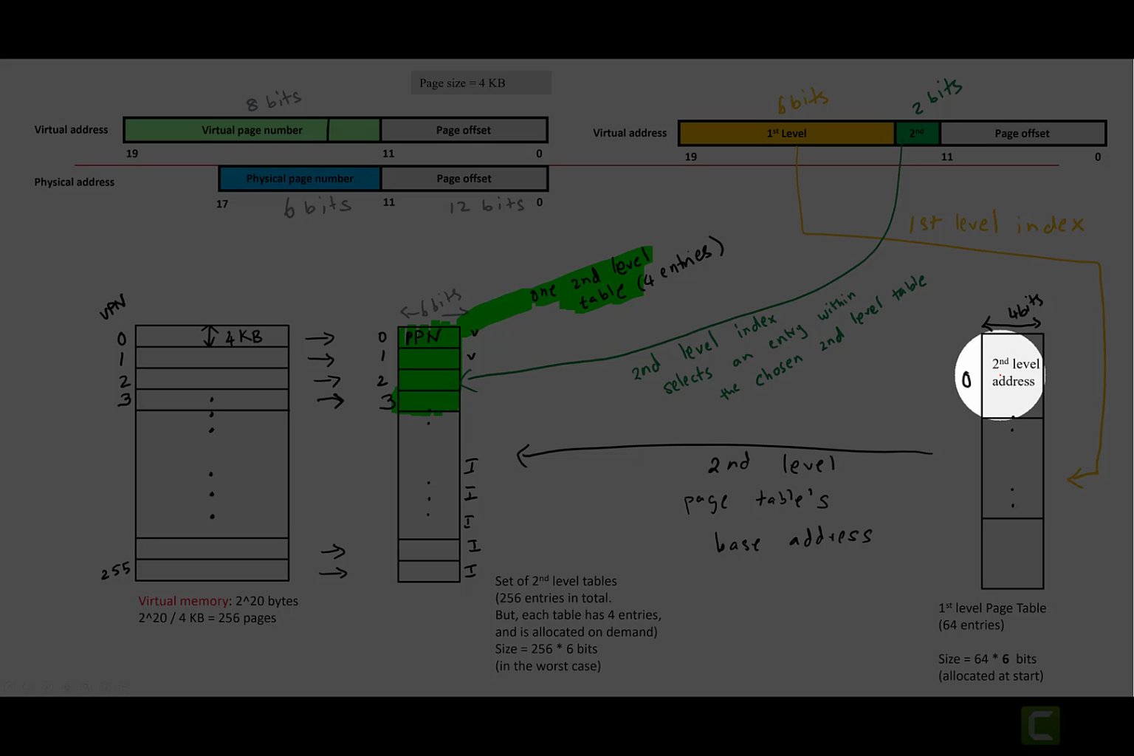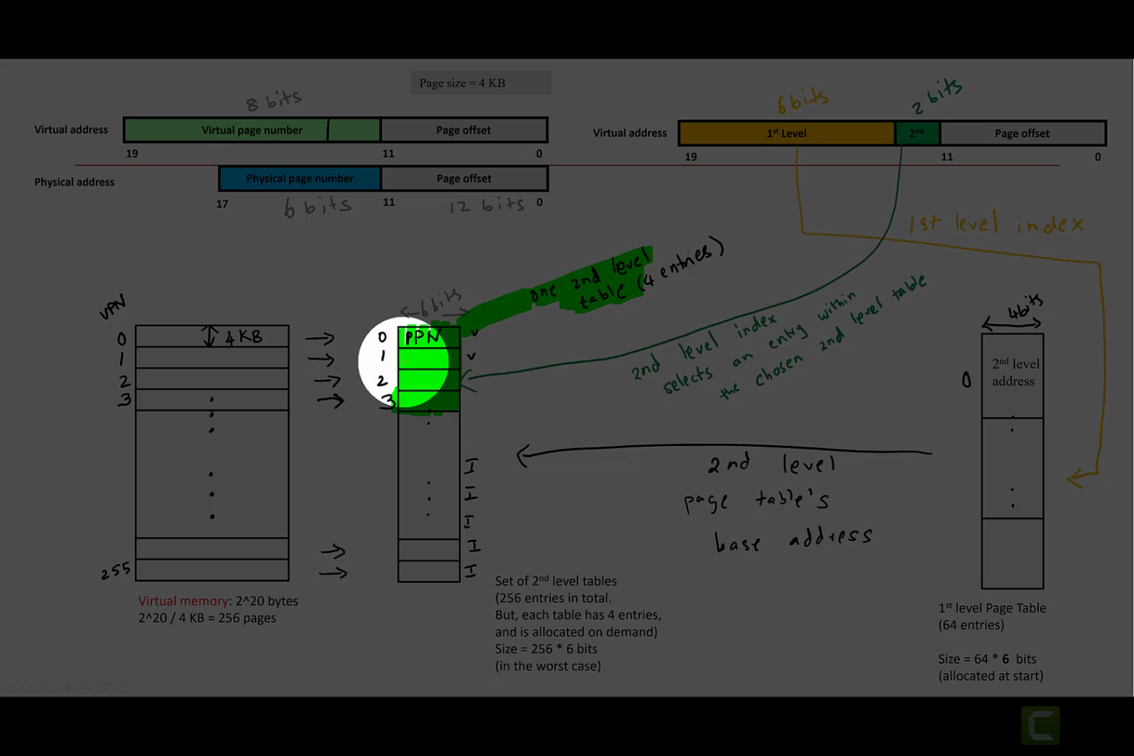So now the first thing I'm going to do is to create a second level page table for it. So this table, remember, was not allocated at the beginning of the program. I allocated only this table. And so the first time any page within the super page is accessed, only then the second level page table is allocated. And that page table will obviously have 4 entries in it.